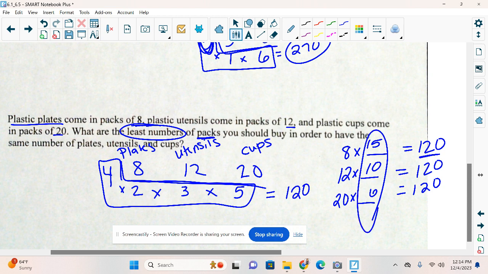This is my answer. 15 packs of plates, 10 packs of utensils, and 6 packs of cups is what you're going to need. Okay? 120 is the number that they're all going to have in common that we can get to. Okay, so you have to be careful to see what the question is asking.